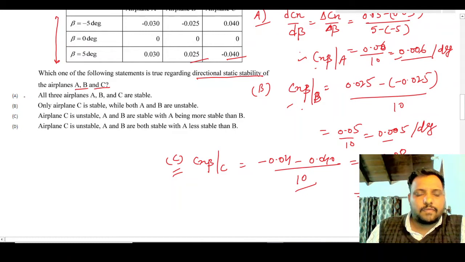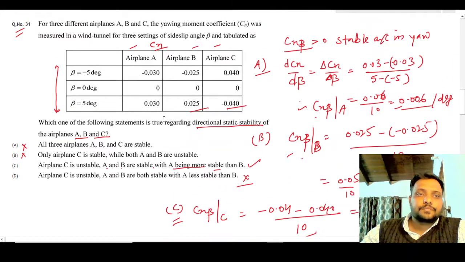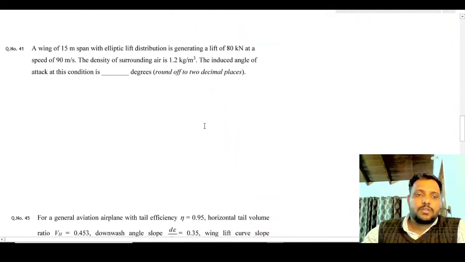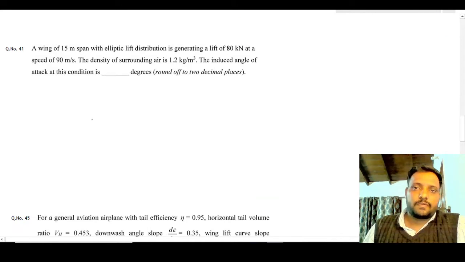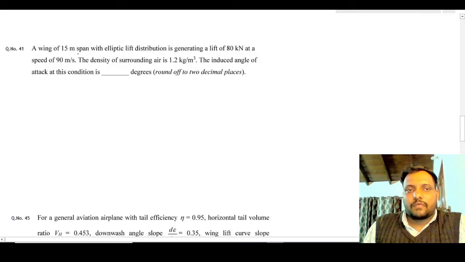So if we look at the options, we can see here this is incorrect, this is also incorrect. Airplane C is unstable, airplane C is unstable, so both possibilities are there. But when A and B are stable, with A being more stable, so this is the correct answer here. This is incorrect. Okay, now next question is question number 41, which is the last question of this first part of the video. A wing of 50 meters span with elliptical lift distribution.